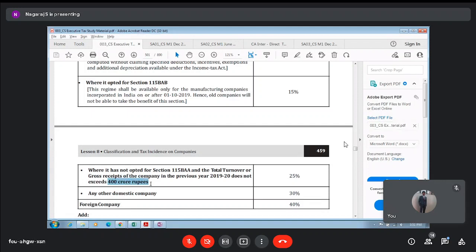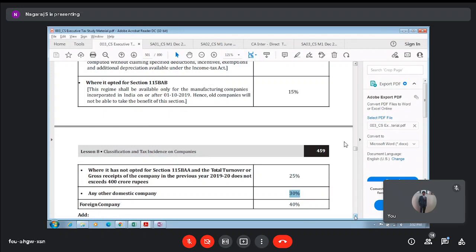Because in 1920, the audit would have finished for that year. You will know the correct audited turnover. Hence, they have taken that turnover. 400 crores, not 400 lakhs. Remember these limits, 400 crores. For any other company other than this, 30% will be applicable. This is the normal rate.